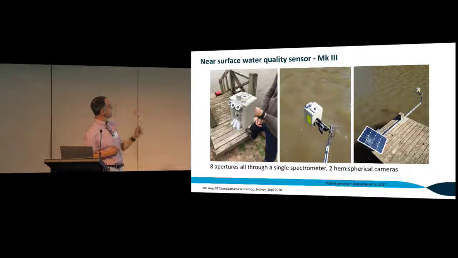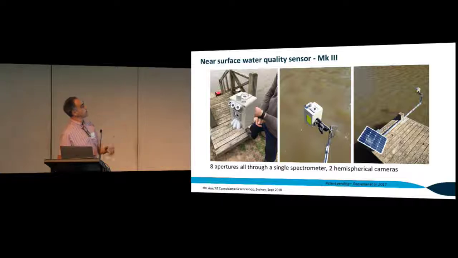So this is the sensor here. It actually has now 8 apertures, and the key thing that makes this system really cheap is that all of these optical inputs are delivered through the one spectrometer. So it just has one spectrometer inside it, and that's got rid of the need for calibration.